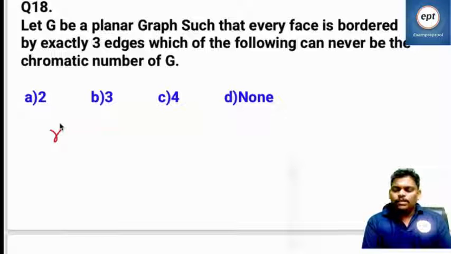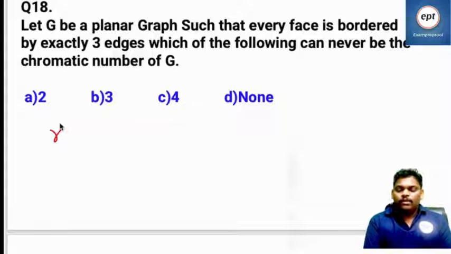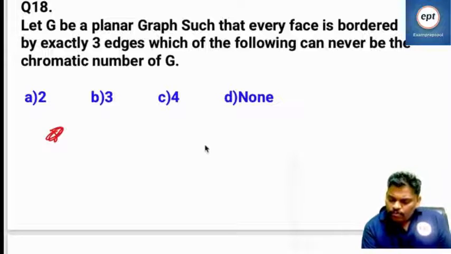Planar graph only, every face is bordered by exactly 3 edges. So which one of the following can never be the chromatic number? I think every face means every region.